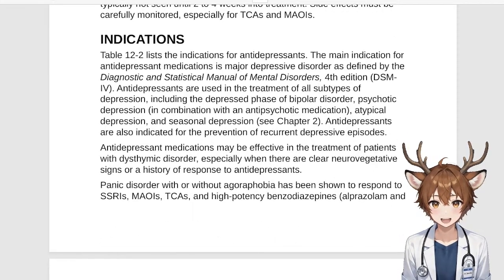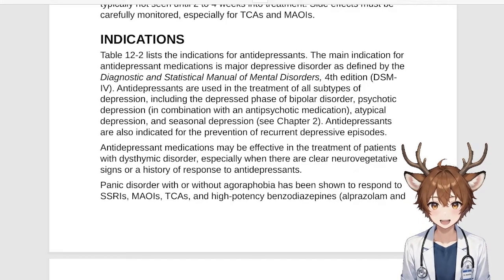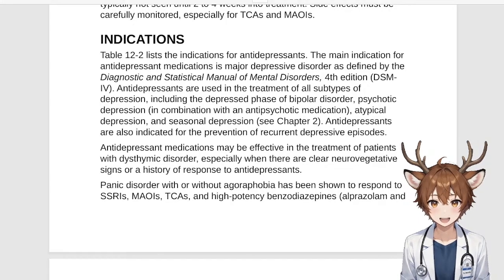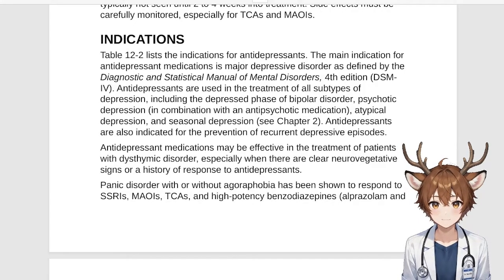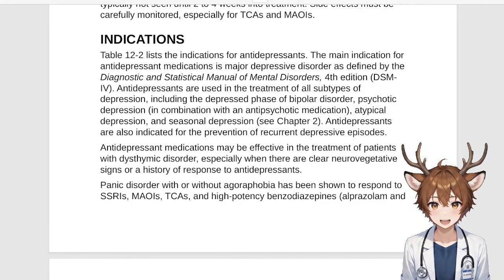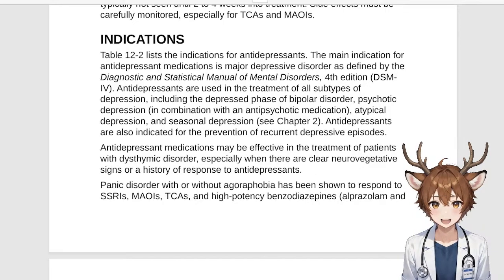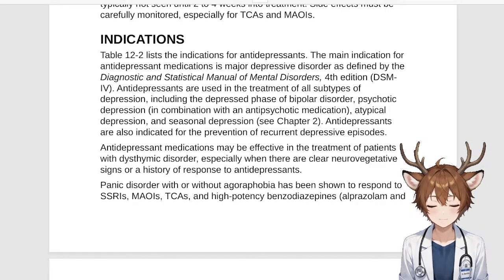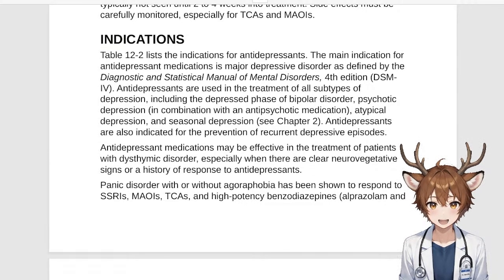Indications. Table 12.2 lists the indications for antidepressants. The main indication for antidepressant medications is major depressive disorder, as defined by the Diagnostic and Statistical Manual of Mental Disorders, DSM-4. Antidepressants are used in the treatment of all subtypes of depression, including the depressed phase of bipolar disorder, psychotic depression in combination with an antipsychotic medication, atypical depression, and seasonal depression. See Chapter 2. Antidepressants are also indicated for the prevention of recurrent depressive episodes.